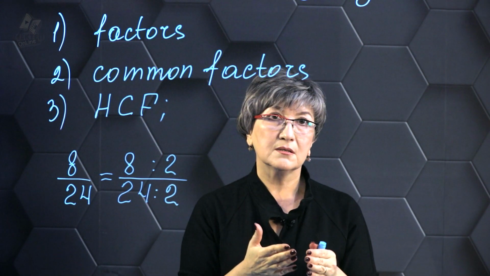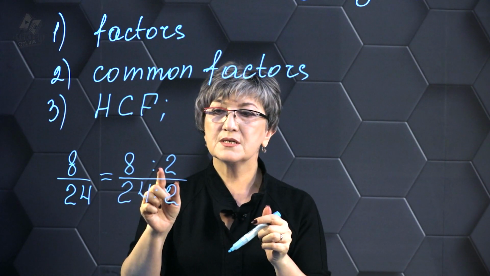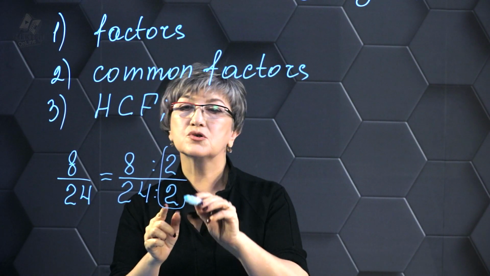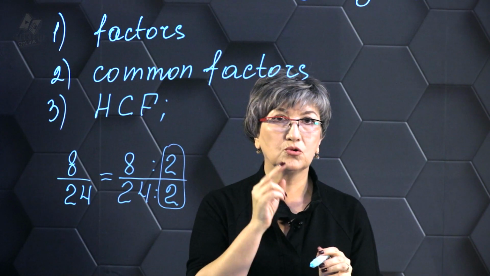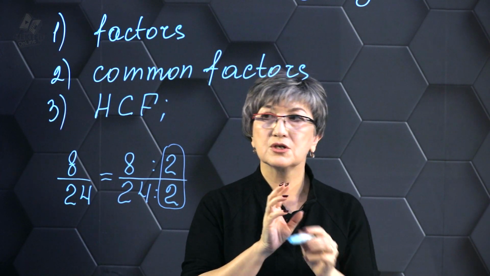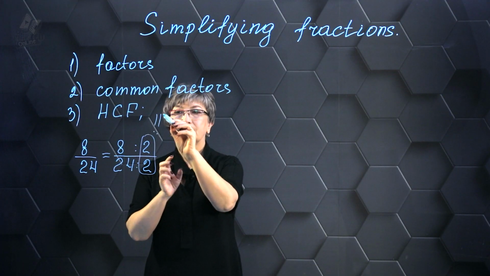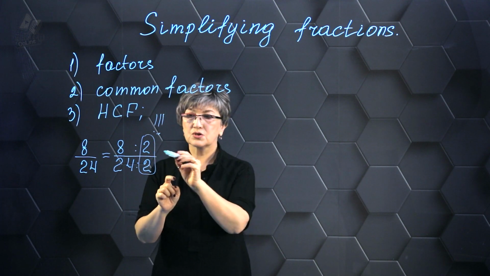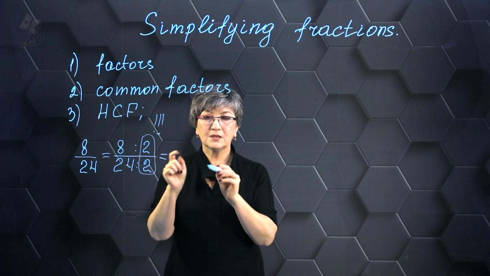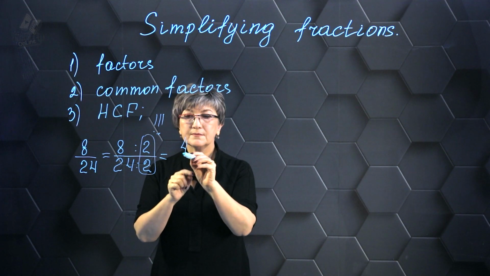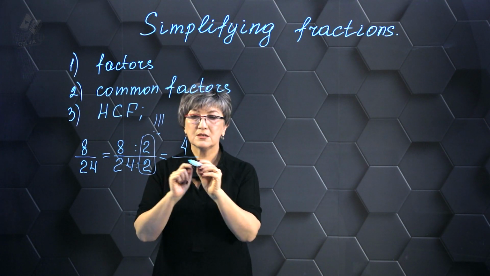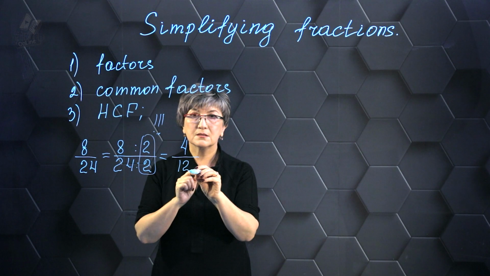And this can be done. This is correct. 8 divided by 2. The most important thing is that you divide by the same number. This is of utmost importance. What you divide by is the exact same number in both cases. 8 divided by 2 equals 4. The result of dividing 24 by 2 is 12.